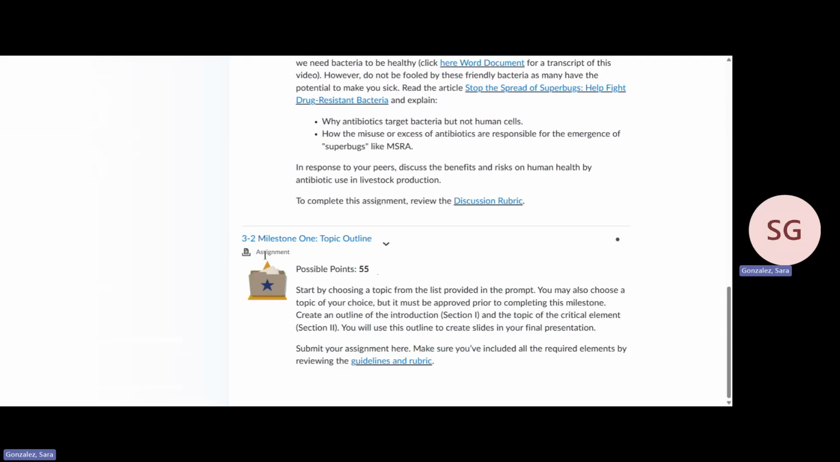And then your 3-2 Milestone 1 assignment is an outline. So you're going to choose a topic, and I'll go to the guideline and rubric here. Any one of your choice, or if there's not one on here, email me and let me know, and that way I can approve it. And you're going to create an outline here of section 1 and the topic of critical elements section 2. And you'll use this outline to create your PowerPoint presentation for your final presentation and your final project that's due.